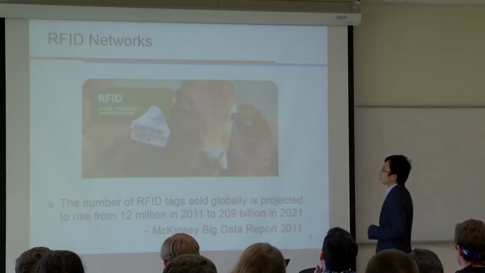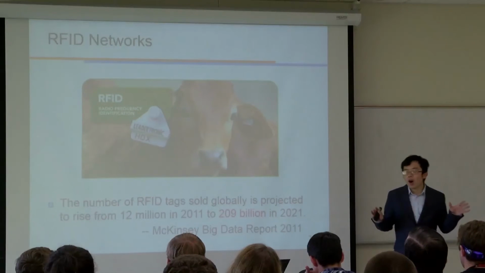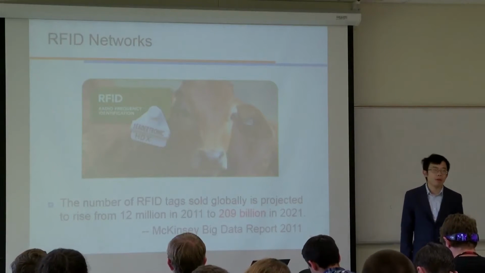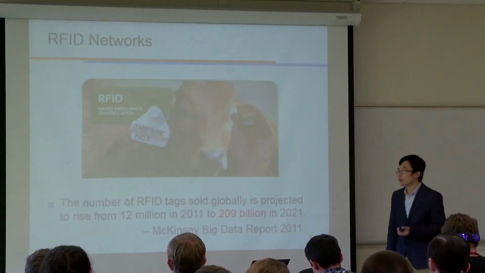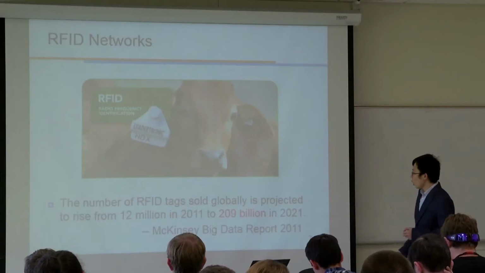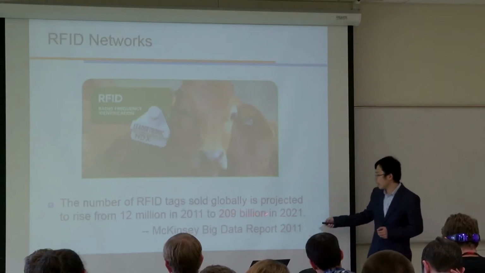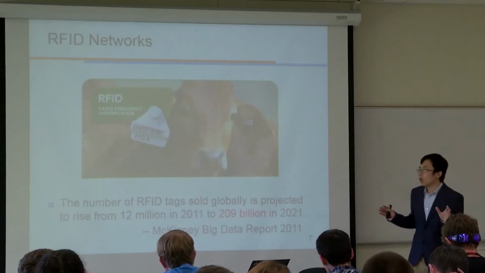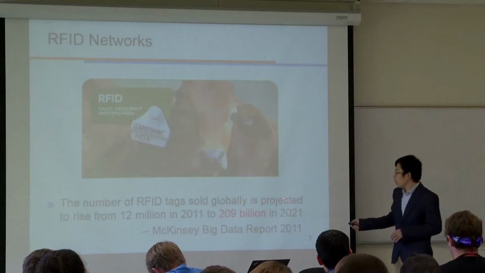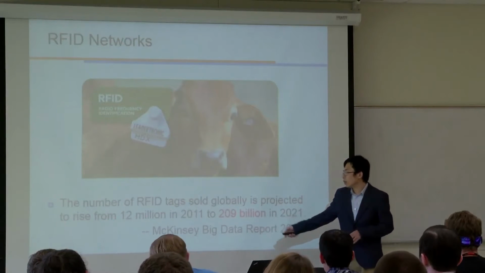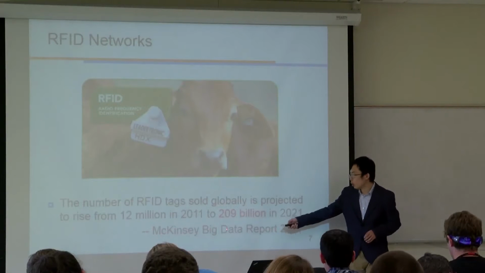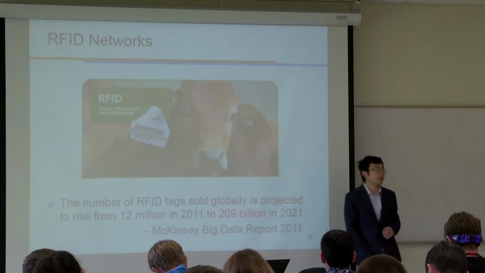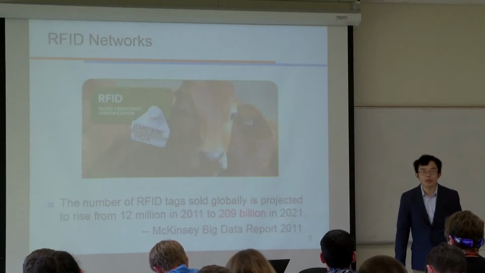Okay, the RFID networks have also been used in the large farms. So the farmers use the network to track the animals like sheep, cows, and they can also monitor their temperature to prevent some disease. Okay, so based on a big data report in 2011, the total number of RFID tags sold around the world will increase from 12 million in 2011 to 209 billion in 2021. Okay, this is a very, very huge number. So there is potentially a very huge market for RFID networks.